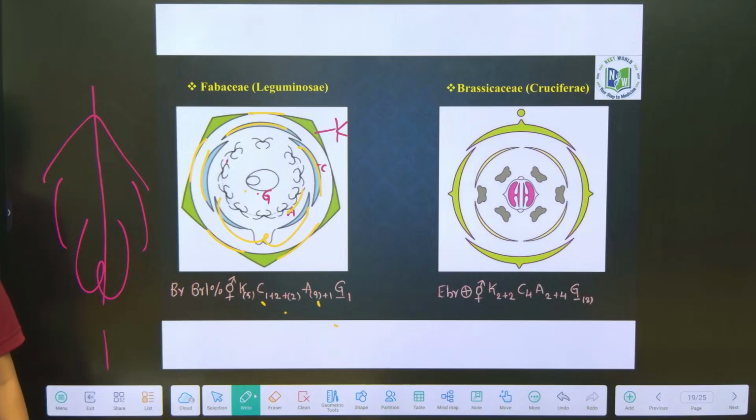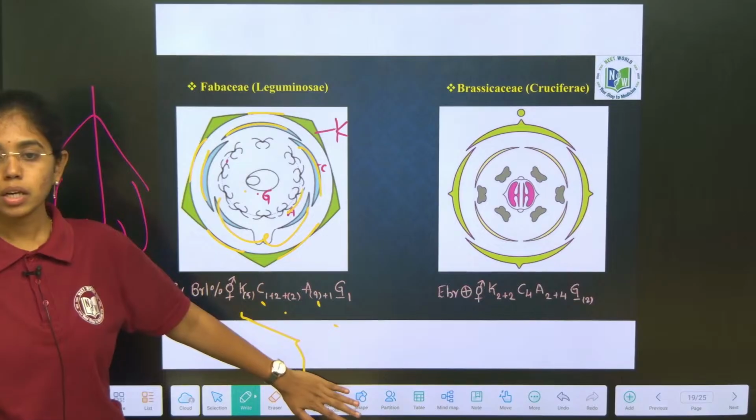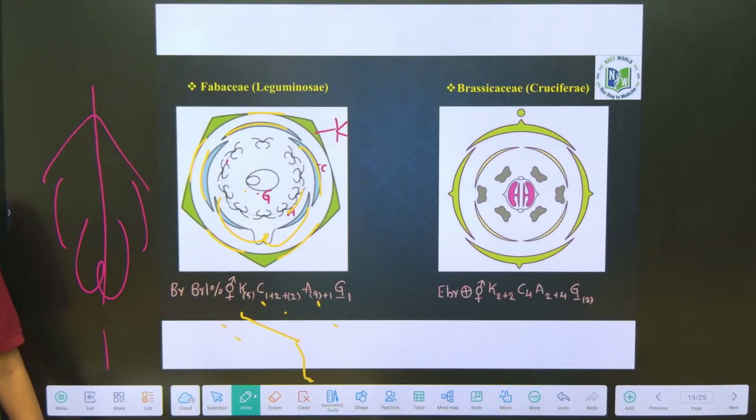Pea, bean. That blue colored flower, clitoria. Till here it is clear? Any doubt on Fabaceae, floral diagram and floral formula? Is it okay? Clear?